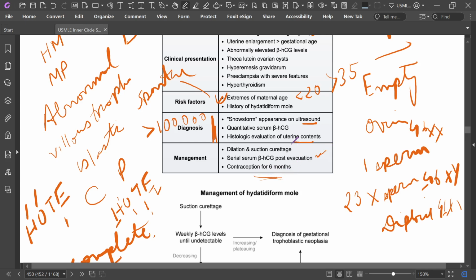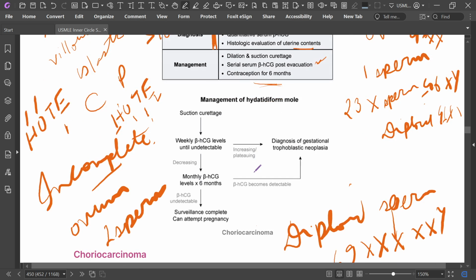contraception for 6 months. Look at this flowchart, very high yield. Management of hydatidiform mole: suction curettage, then weekly beta hCG level until undetectable. If it is increasing or plateauing, diagnosis of gestational trophoblastic neoplasia. If it is decreasing, monthly beta hCG level for 6 months. If beta hCG levels are undetectable, surveillance complete, can attempt pregnancy.